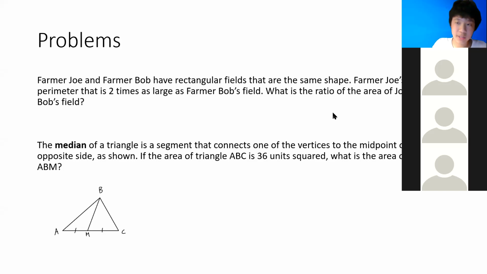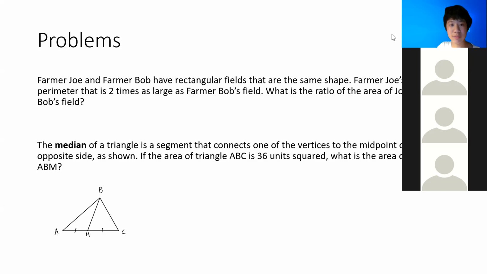Okay, so I'm going to explain these now. So the first problem says that Farmer Joe and Farmer Bob have rectangular fields that are the same shape. Farmer Joe's field has a perimeter that is 2 times as large as Farmer Bob's field. What is the ratio of the area of Joe's field to Bob's field?